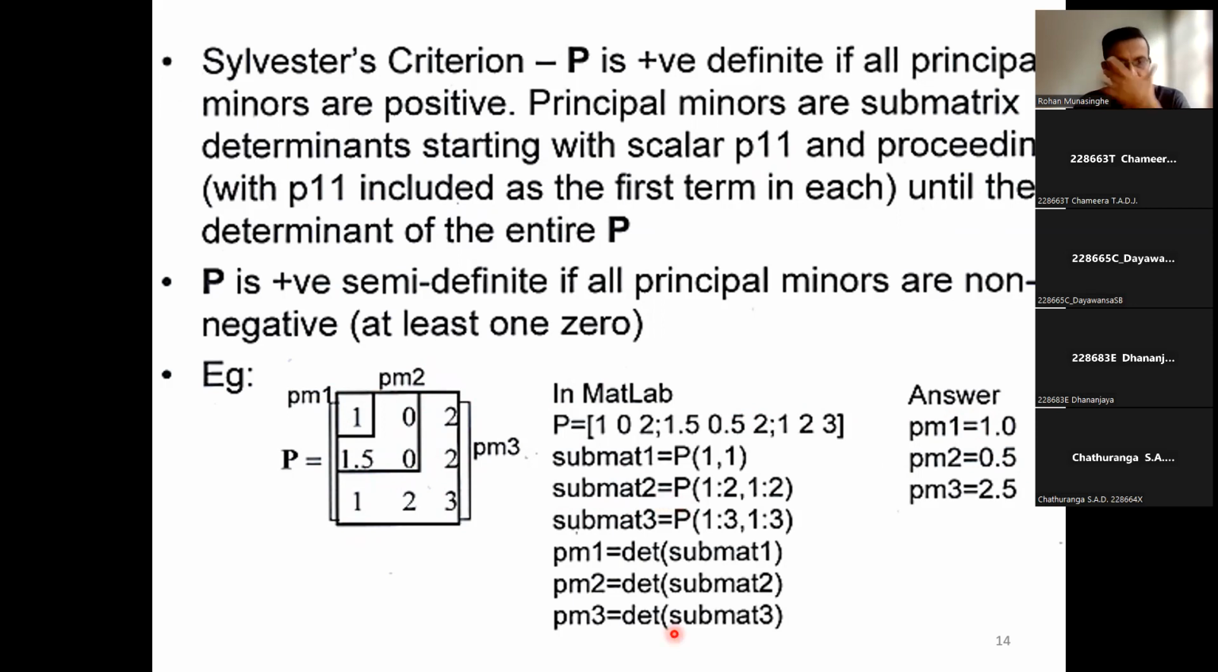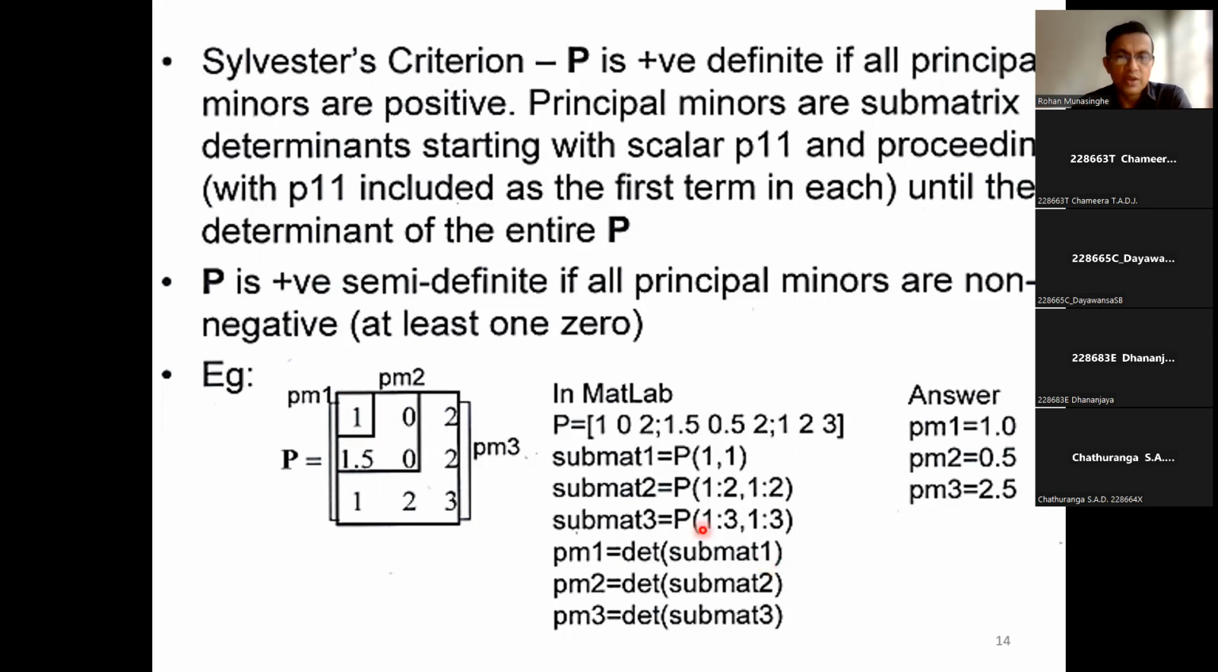So did you get that point? For any square matrix, you can get the principal minors, which are the determinants of the submatrices like that. And if they all are positive, the matrix is positive definite.